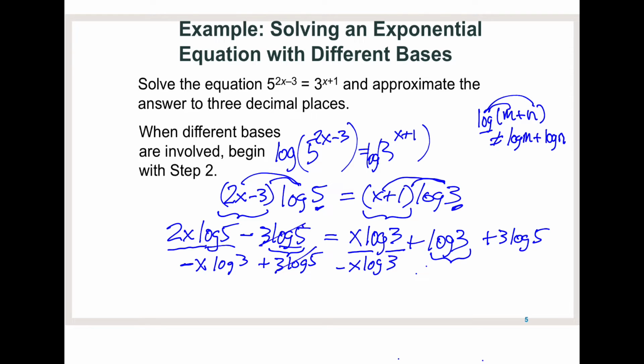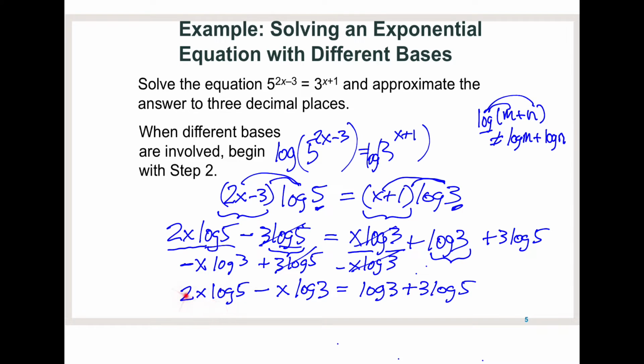Now over here, it gets rid of that. So all I have left on the left side of the equation is the 2x log of 5 minus x log of 3. And on the right-hand side, we subtracted this, so I'm just left with positive log of 3 plus 3 log of 5. So now the two terms that have x are over here on the left-hand side, and there are no x's over here.